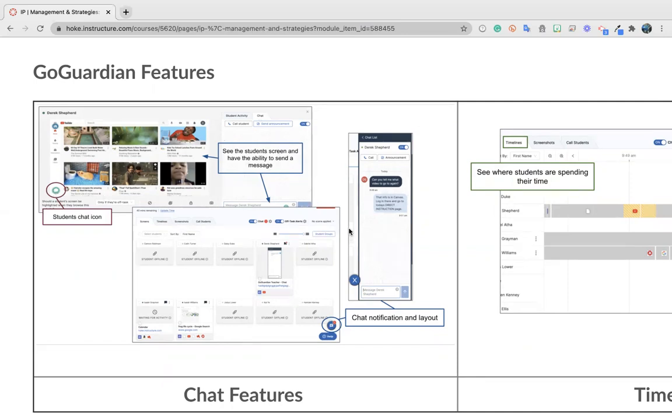And you can see on this right-hand side what it looks like when they're asking you a question. So this one was saying, where do I find, what video is it? And I'm letting them know, go check in Canvas. Remember that video is posted in our direct instruction page, right? So they can always use GoGuardian to chat with you.